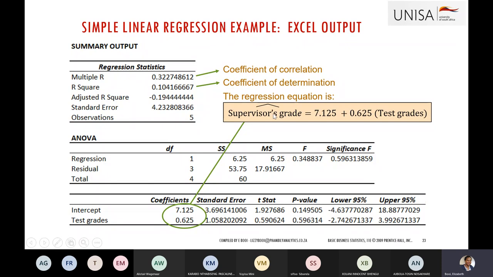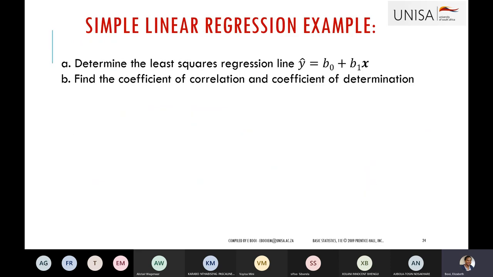And in terms of the regression line, we had Y hat equals B0 plus B1X. Therefore, in the coefficient section of this regression output, B0 is our intercept and B1 is the coefficient of the test. We just substitute them into the equation and create a regression line, where the Y hat and the test grades we do not substitute, we just leave them as unknown variables. This is the question we needed to answer, and in that instance we answered it using Excel.